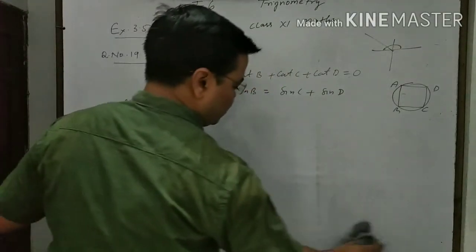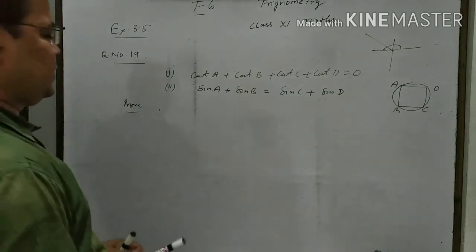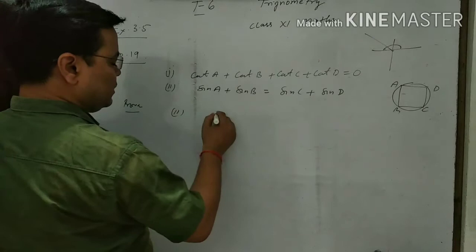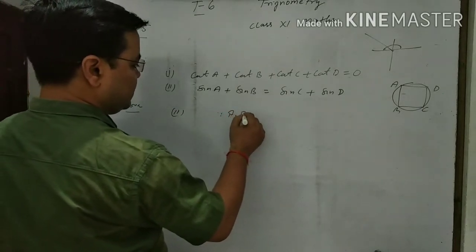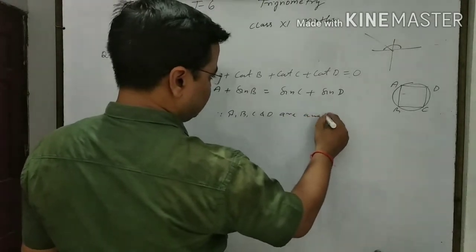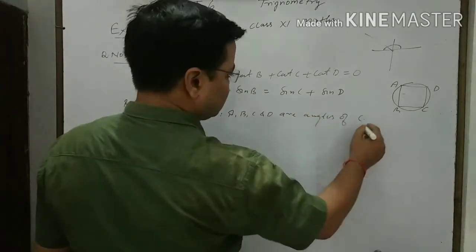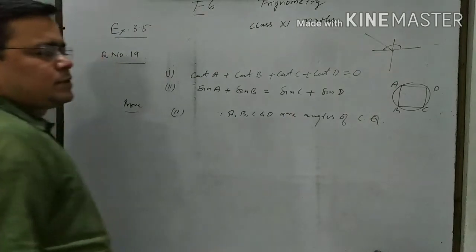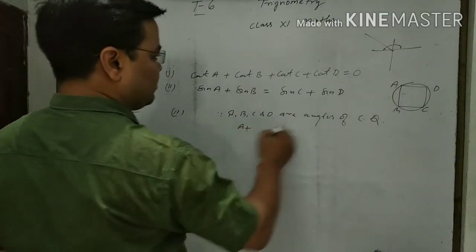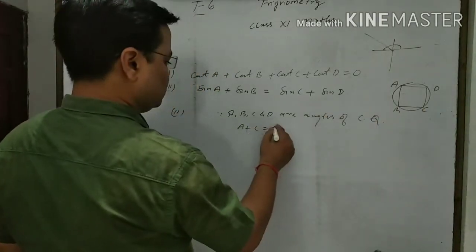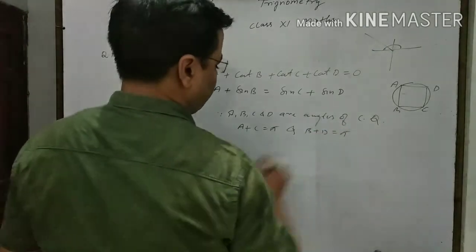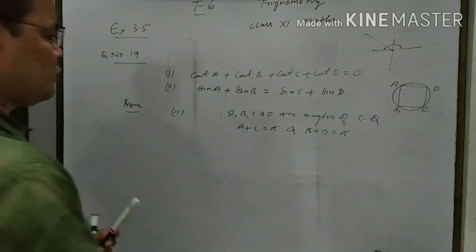Again, in the second one also we use the property of cyclic quadrilateral. Since A, B, C and D are the angles of a cyclic quadrilateral, then A plus C is equal to pi and B plus D is equal to pi. After that, what do we write?